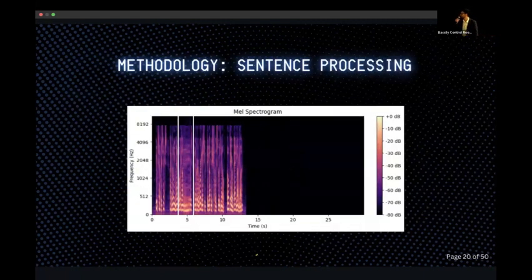So we start with audio processing the sentence. We first time stretch the region where the name was uttered in the sentence to make it exactly match the length of the name we are going to replace it with. And then we right pad the sentence to make it 30 seconds long.